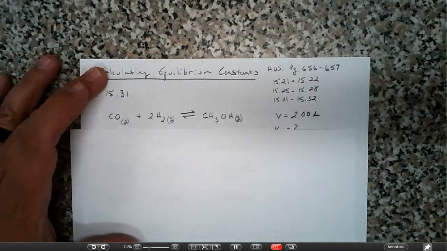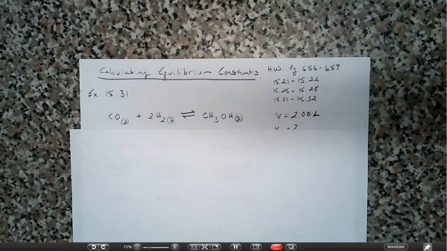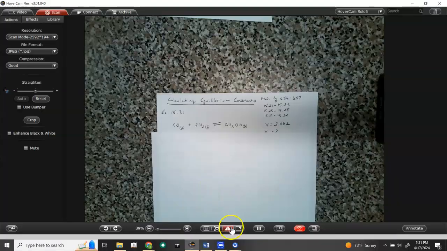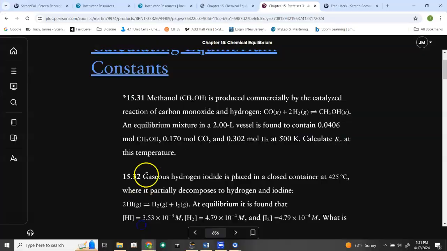All right. So here is 15.31, and I will shoot on over to the book just to show you here. Here it is. It says methanol is produced commercially by a catalyzed reaction of carbon monoxide and hydrogen. Here's the reaction. At equilibrium, the mixture in a 2-liter vessel is found to contain 0.0406 mole methanol, 0.170 mole carbon monoxide, and 0.302 moles of hydrogen at 500 Kelvin. Calculate the equilibrium constant, Kc, at this temperature.